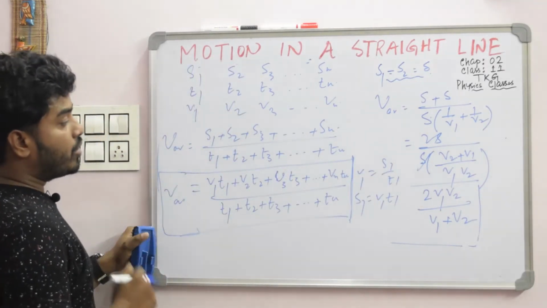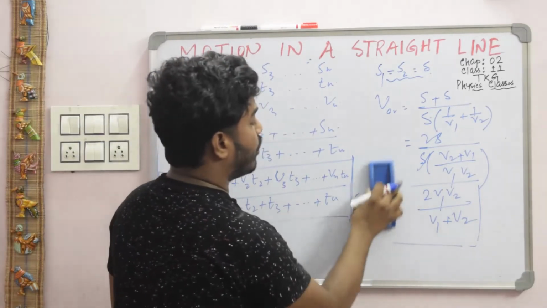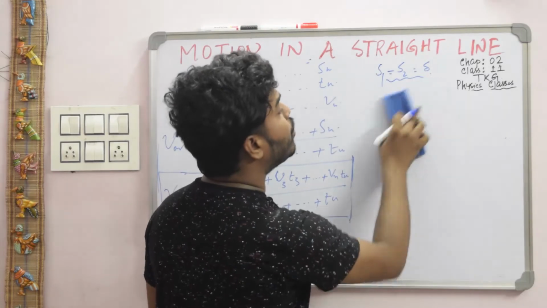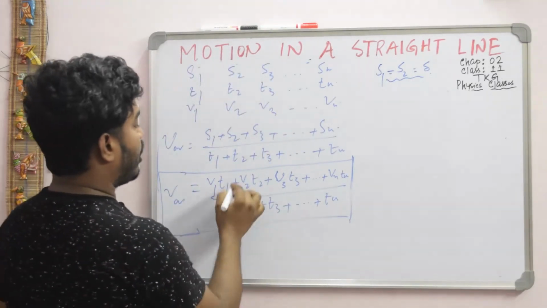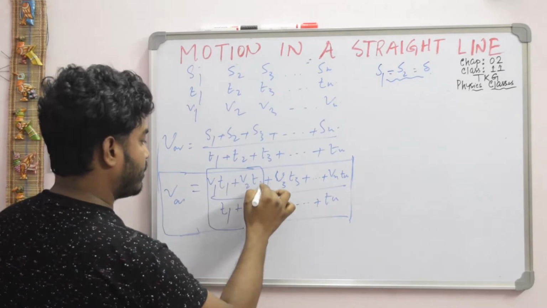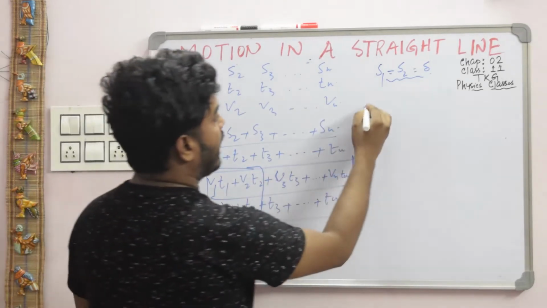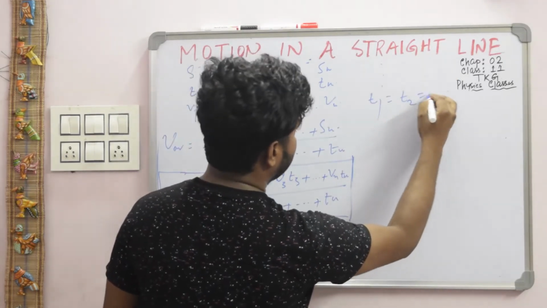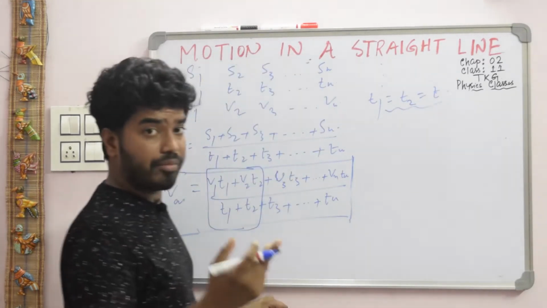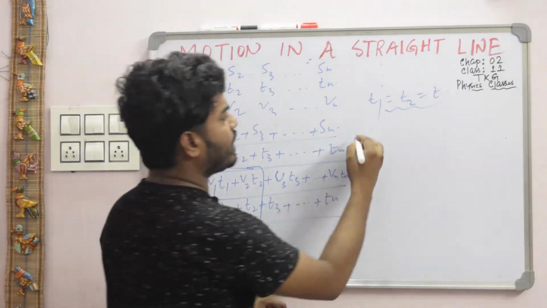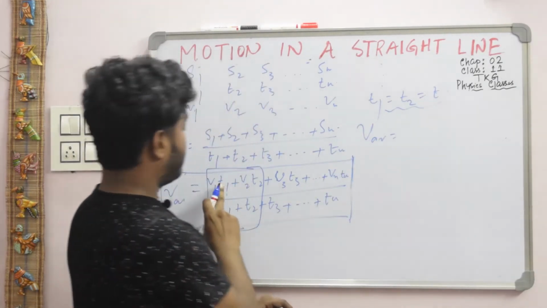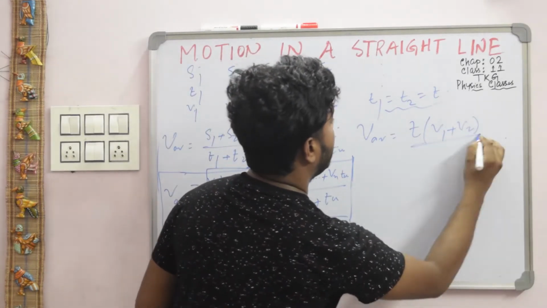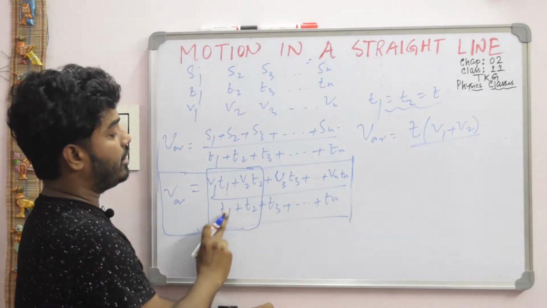Okay. Now suppose we consider a problem where a body covered distances in equal time. Okay, solve it for 2 cases. For this purpose, 2 cases, time equal, that is we can say T2 equal to T1, that is equal to T as time equal. So what will be the formula? That is V average is equal to, here T common, V1 plus V2, and in the lower part T1 plus T2, that is T plus T, that is 2T.